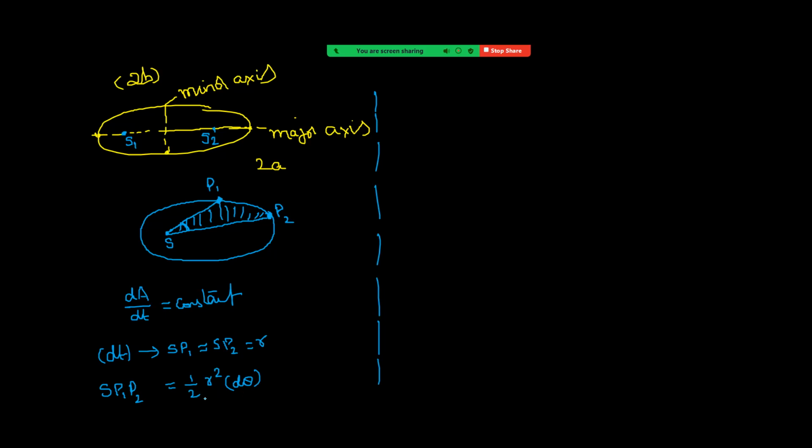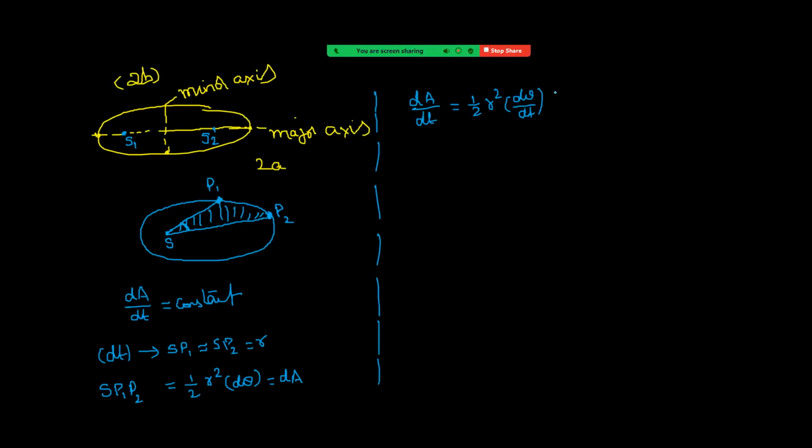It is nothing but the area of a sector, right? This is now the area covered by the radius vector in a small time interval dt. That is dA. If you take dA by dt, that is equal to half r square d theta by dt. So this d theta by dt is known as angular velocity.